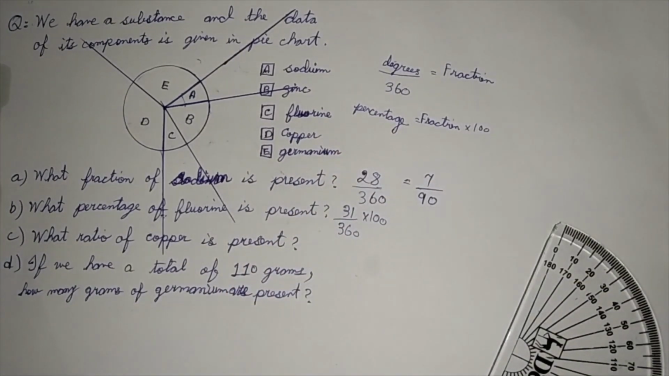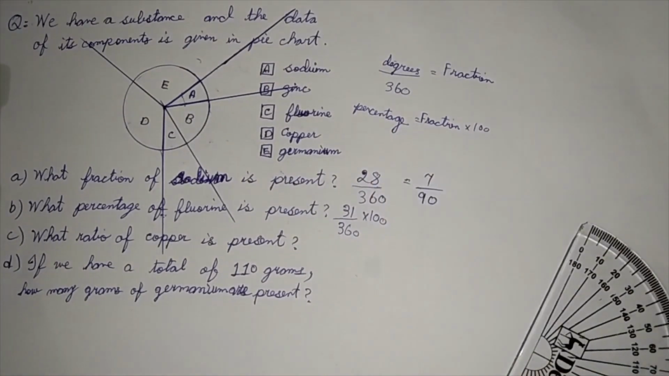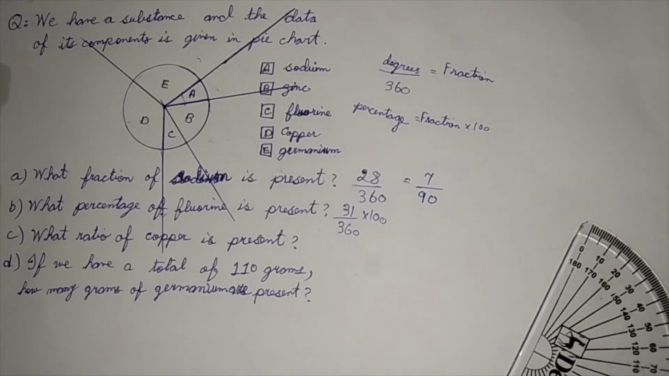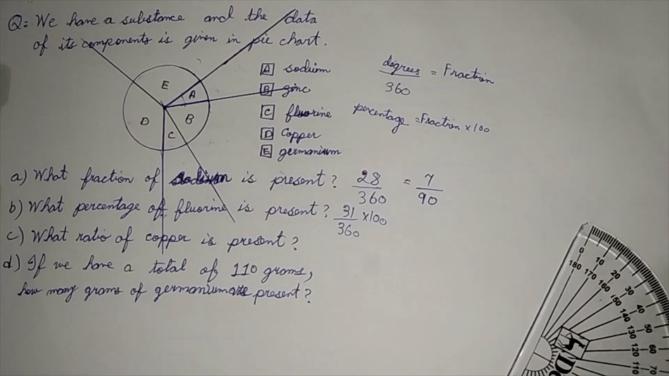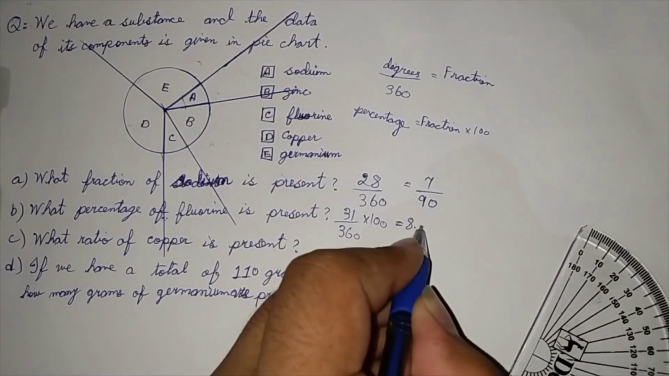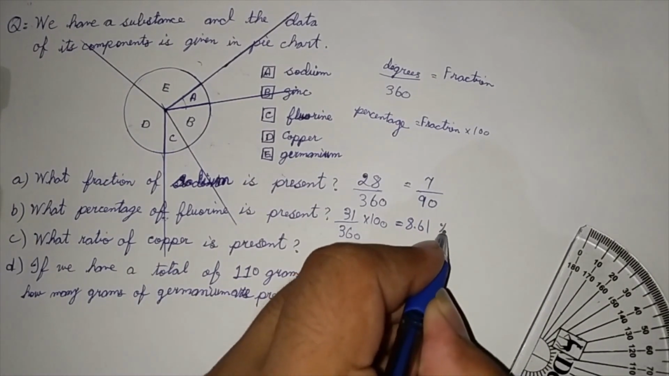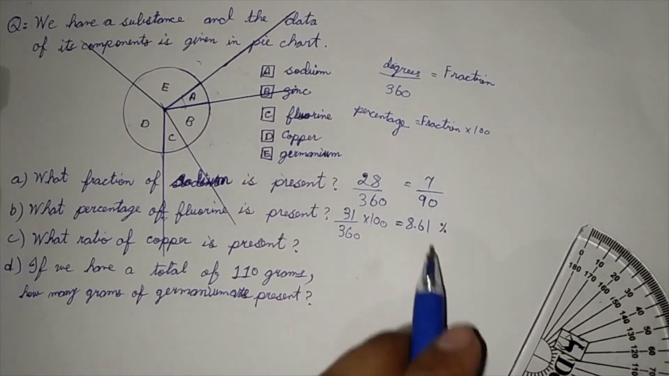Okay, if we multiply the fraction by 100, we will get our percentage. So if I multiply 31 over 360 by 100, it will be equal to 8.61% approximately. Let me write it, 8.61. Here we will write a percentage sign. Okay, this one is our percentage sign.